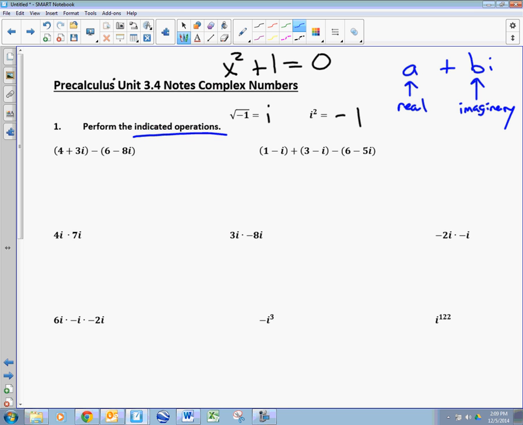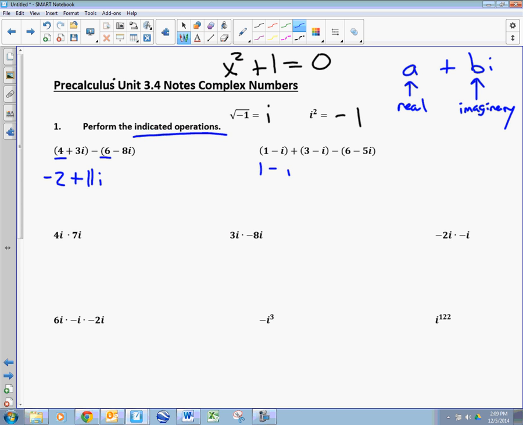We always write the real part first and the imaginary part second. There is a purpose for that. I'll share that with you in a little bit. But when we operate on them, whether it be addition or subtraction, we simply combine the real parts and the imaginary parts. So 4 and negative 6 would give you negative 2, and 3i minus negative 8i gives you plus 11i. Easy peasy. Lemon squeezy. Very good.